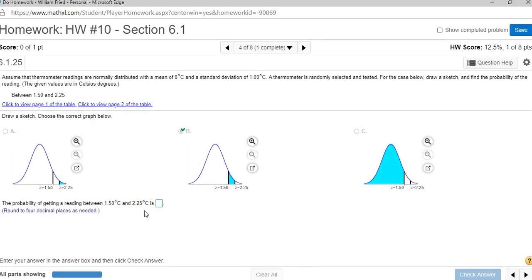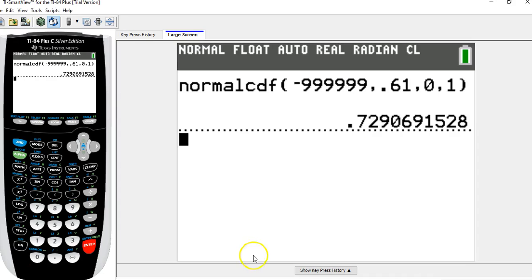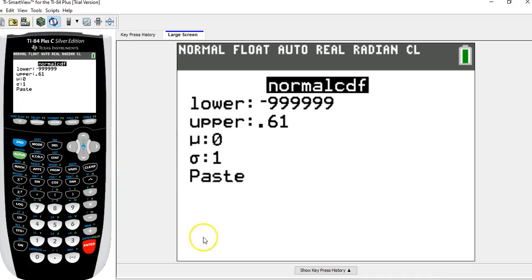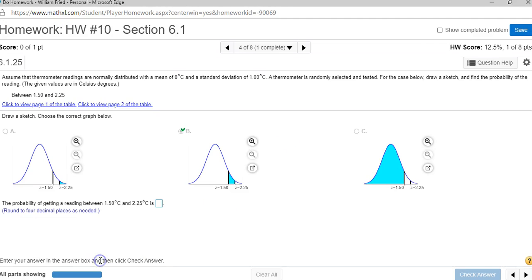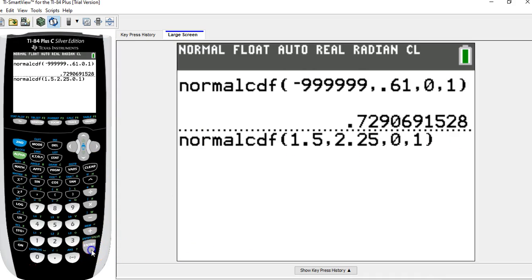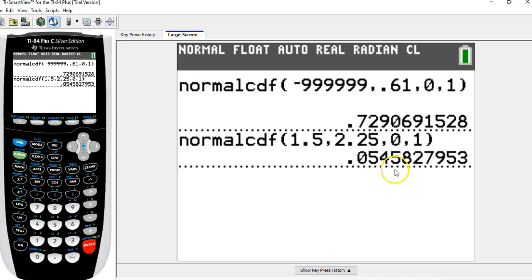So between 1.5 and 2.25, again, I'm going to go to the calculator. I'm going to go to normal CDF, second distributions. Normal CDF is the second thing there. And this time, the lower and upper values, let me just look at that again to double check. It's between 1.5 and 2.25. So the lower one is 1.5. The upper one is 2.25. For a standard normal, the mean and standard deviation are 0 and 1. Leave those. When I hit paste and enter, it comes out about 0.055 to 3 decimal places.